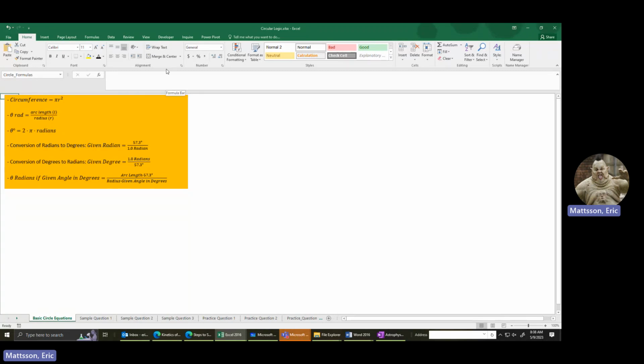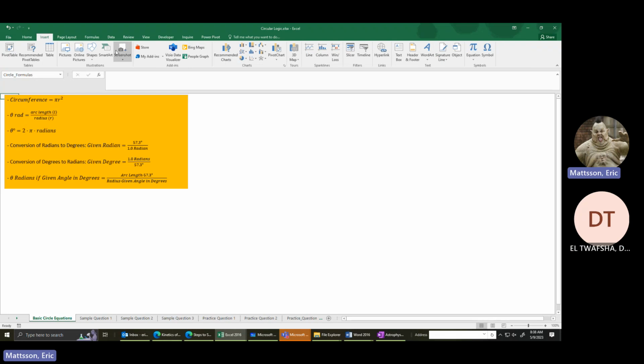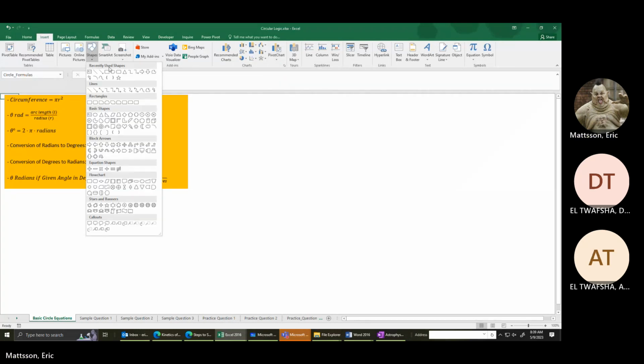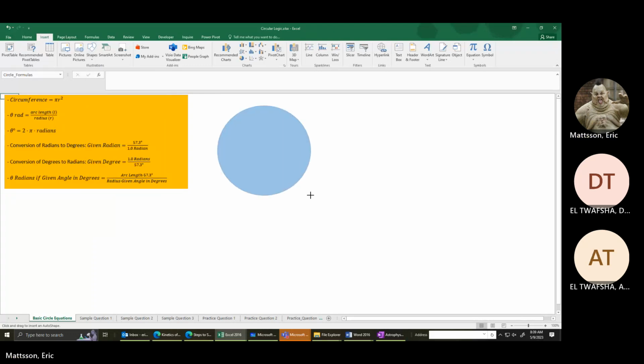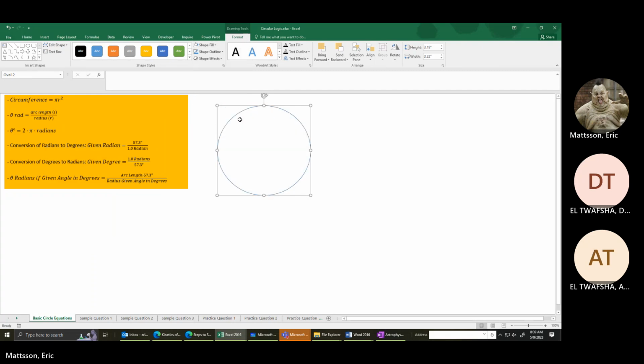So again, we have the circumference of the circle. The equation for that is pi r squared. I should really put a circle in here. The circumference is just the area outside the circle, not the area, but the distance the circle goes in. So the circumference again is just the distance that's covered by the exterior of the circle. And then inside the circle, you can do your radians and everything.